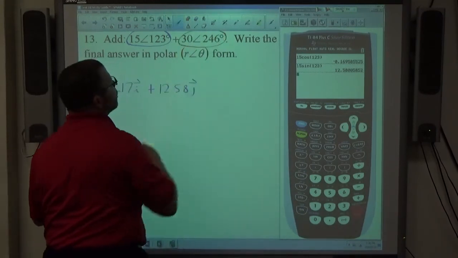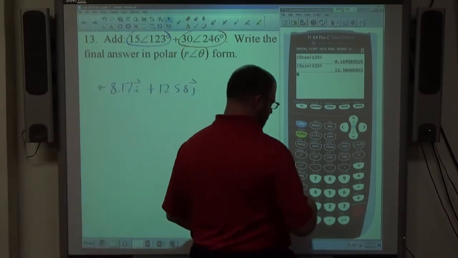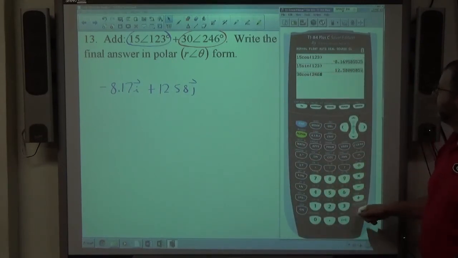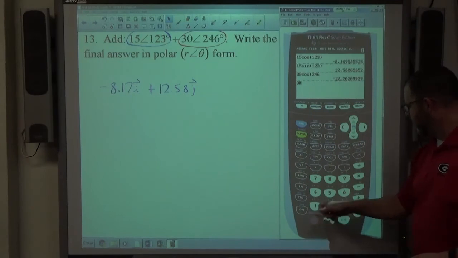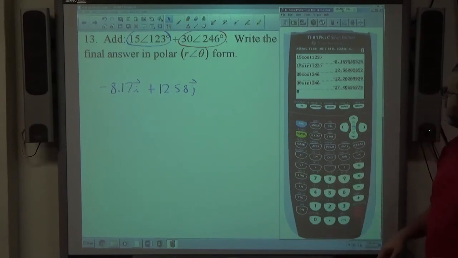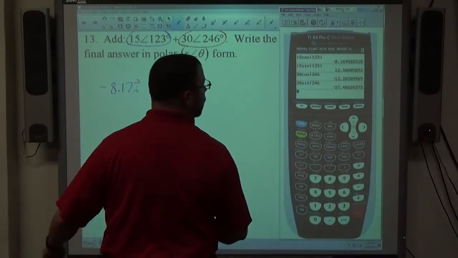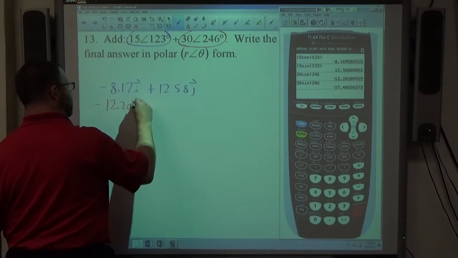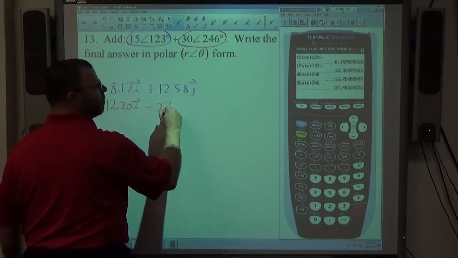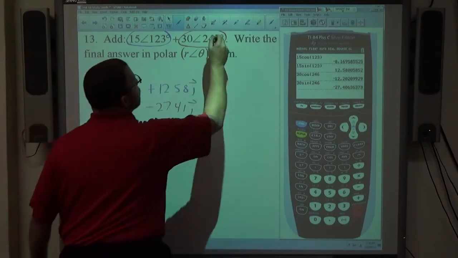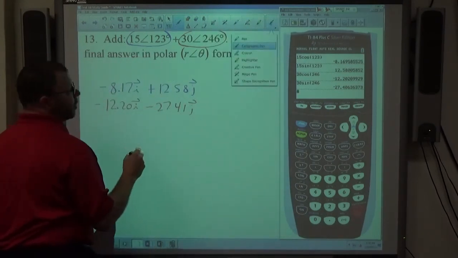We do the same thing to the second vector. We're adding that to 30 angle 246. So I do 30 cosine of 246, and 30 sine of 246. And we get negative 12.20i minus 27.41j. Just go a couple decimal places on both, that'll be sufficient.